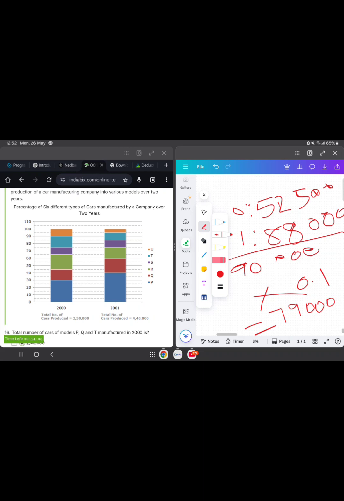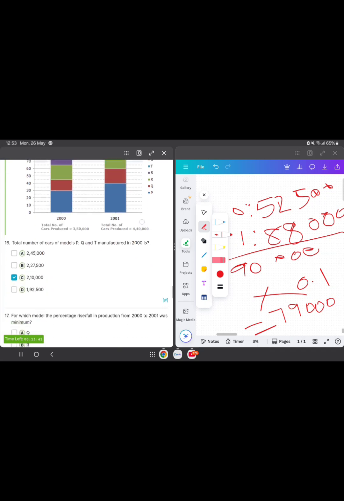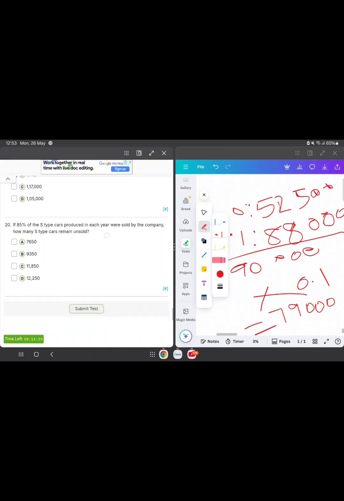If only 85% of these cars were sold, that means 15% were unsold. I got the 15% from 100% minus 85%. So 15% of 79,000 will be 11,850. So our answer for question 20 is 11,850, which is C.